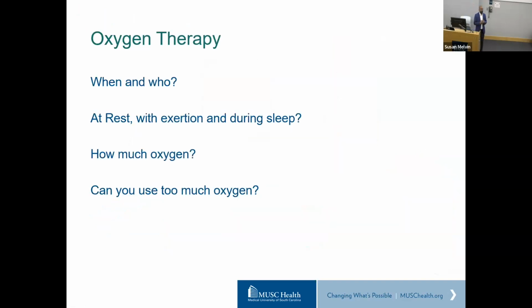Oxygen therapy, when and who? This is data that has been extrapolated from different lung diseases and kind of clumped together. We haven't studied this independently in interstitial lung diseases, so this data of who needs oxygen is extrapolated from COPD literature, and that is somebody who drops their oxygen levels less than 88% when you measure blood oxygen levels on exertion.